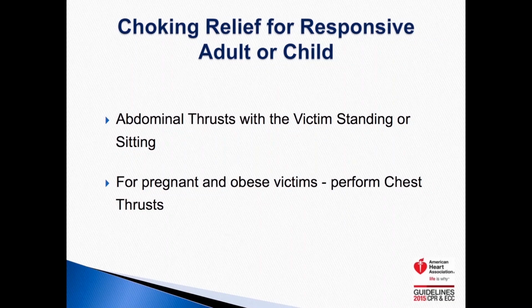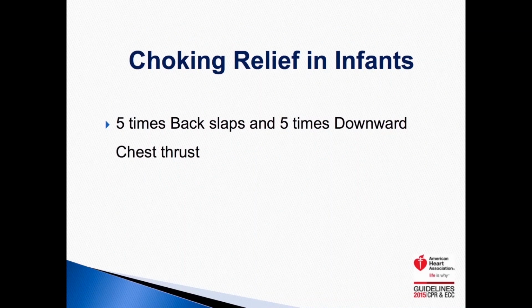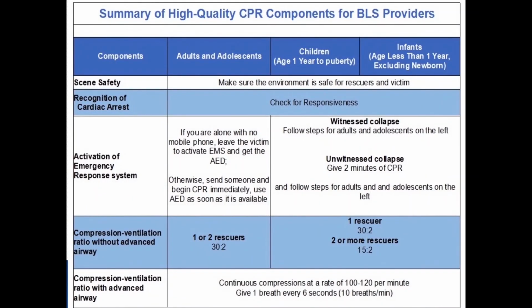Let's go to choking relief for a responsive adult or child. We perform abdominal thrust or Heimlich maneuver with the victim standing or sitting. For pregnant and obese victims, we perform chest thrust. Next, choking relief for an unresponsive adult or child. When the patient becomes unresponsive, begin 30 chest compressions and remove any object seen in the mouth, then give rescue breaths. Now, choking relief for infants. We give 5 back slaps and 5 downward chest thrusts. So this is a summary of high-quality CPR components for basic life support providers.